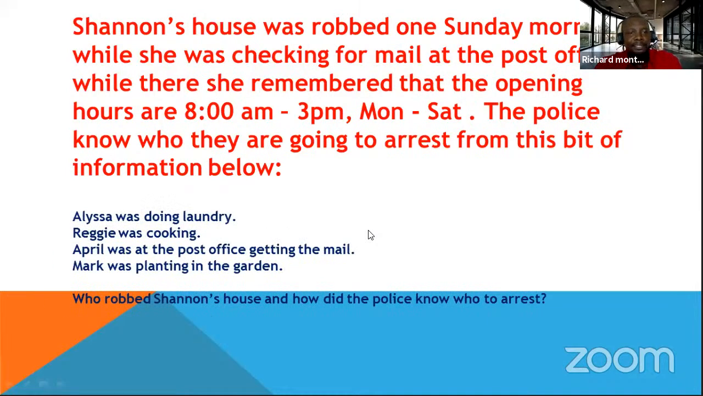Now, Alyssa was doing laundry. Reggie was cooking. April was at the post office getting the mail, while Mark was planting in the garden. Who robbed Shannon's house, and how did the police know who to arrest? Now, my friend Mr. Hilton will be checking the chat for those detectives among you who can give us that response.